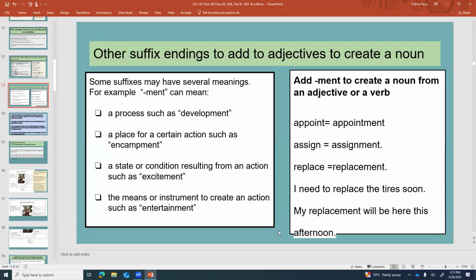There are a lot of other suffix endings that we can add to adjectives to create a noun. Even this is just kind of a small idea. Some suffixes can also have more than one meaning.